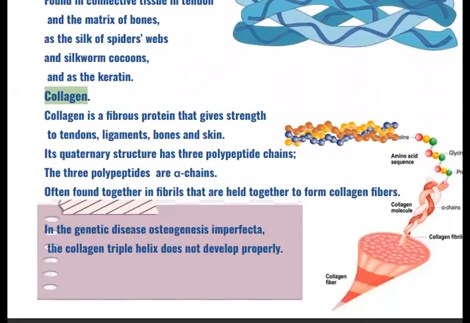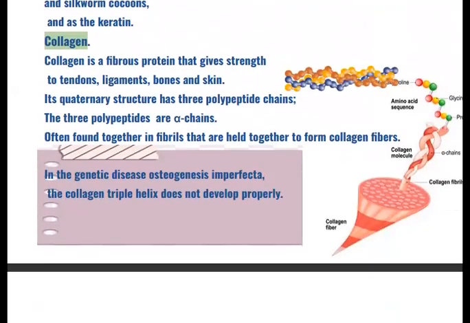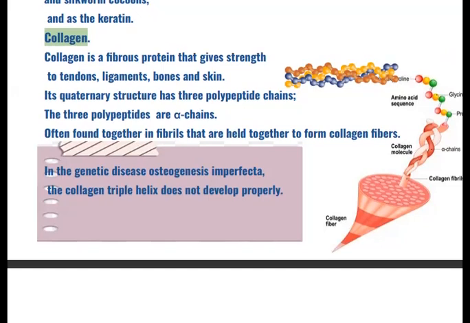Collagen. Collagen is a fibrous protein that gives strength to tendons, ligaments, bones and skin. Its quaternary structure has 3 polypeptide chains. The 3 polypeptide chains are often found together in fibrils that are held together to form collagen fibers. In the genetic disease osteogenesis imperfecta, the collagen triple helix does not develop properly.